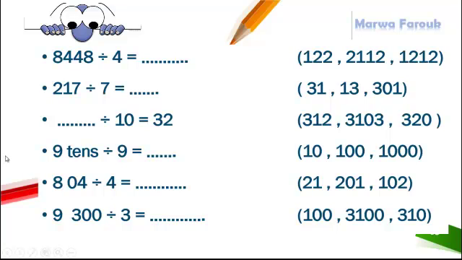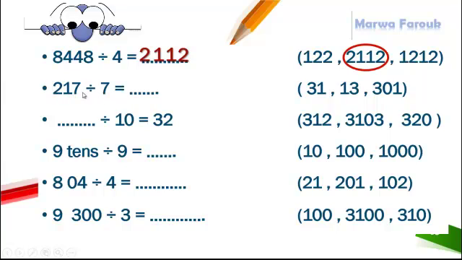8448 divided by 4. Again, starting from the left. 8 divided by 4 equals 2. And 4 divided by 4, 1. 4 divided by 4, 1, and 8 divided by 4, 2, so we got 2112. Put a circle around it, or underline it.